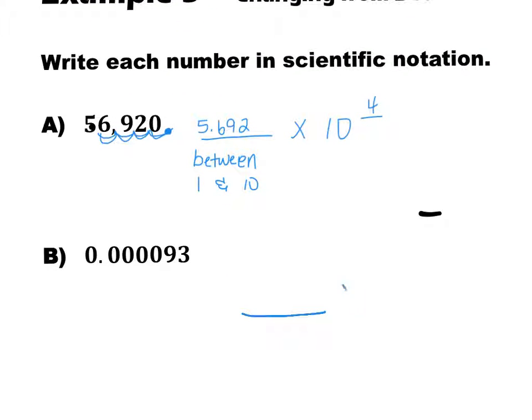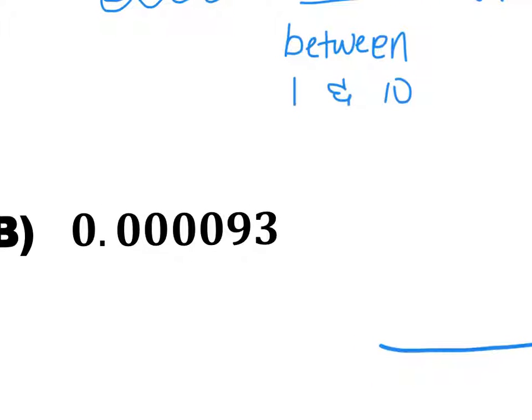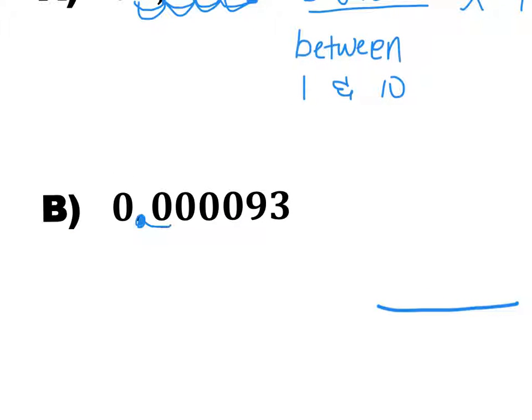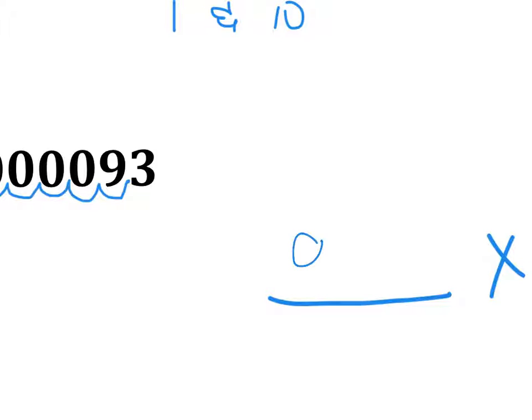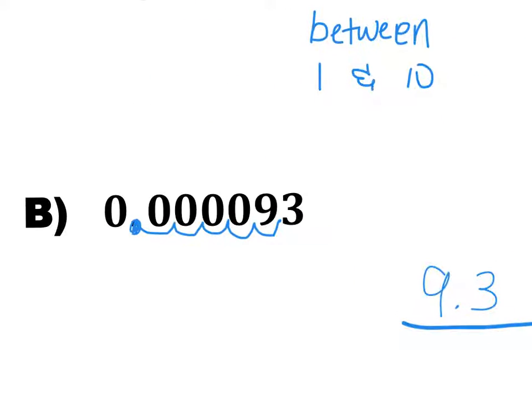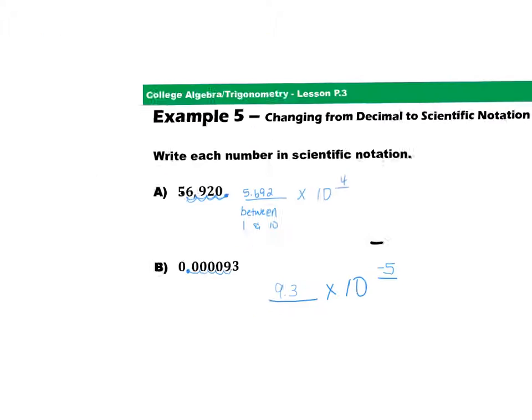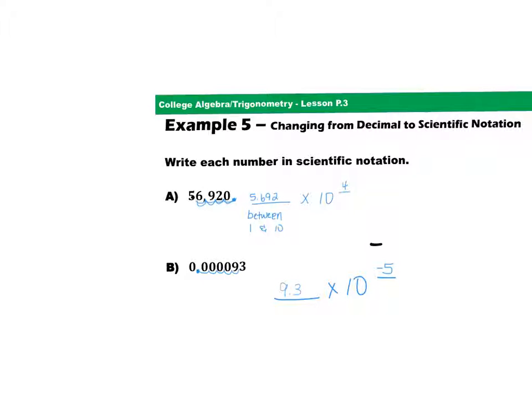But I'm going to have a number times 10 to the something here. This is a what? Tiny number or a big number? Tiny. Here's my decimal place. Is my exponent going to be negative or positive? Negative. So let's move our decimal point to where this number in the front is between 1 and 10. So I go over 1, 2, 3, 4, 5. Is 9.3 between 1 and 10? Yeah. So I can write 9.3. And how many times did I move? 1, 2, 3, 4. How many? Negative 5. Awesome.